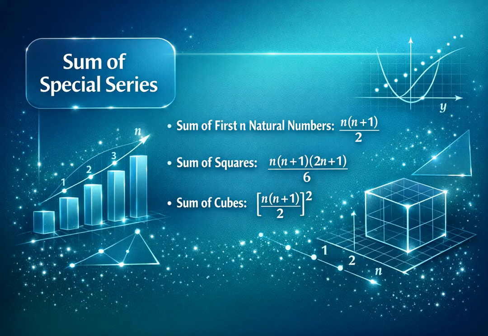Special series formulas are worth memorizing. The sum of the first n natural numbers is n times (n plus 1) over 2. The sum of squares is n times (n plus 1) times (2n plus 1) over 6. The sum of cubes is (n times (n plus 1) over 2) all squared. These appear frequently in problems.